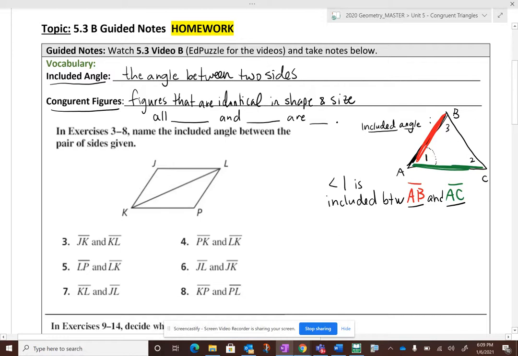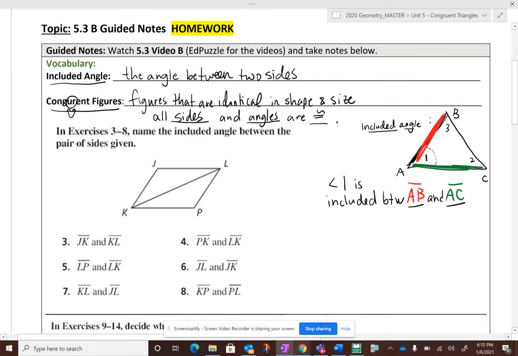That'd be pretty helpful. The second definition is congruent figures. We have already defined the word congruent this year. We use it a lot. Oh, I just realized it's spelled wrong. Those are switched. Sorry. And they are figures that are identical in shape and size. Now, they can be turned funny ways, but the shape and the size have to be the same. Another way to think of this is all sides and angles are congruent.